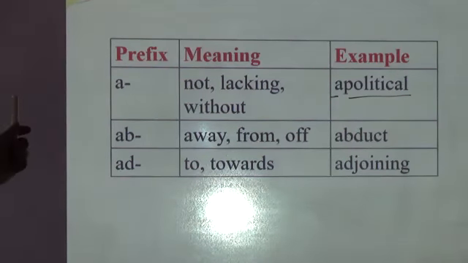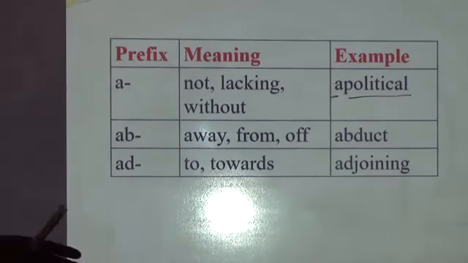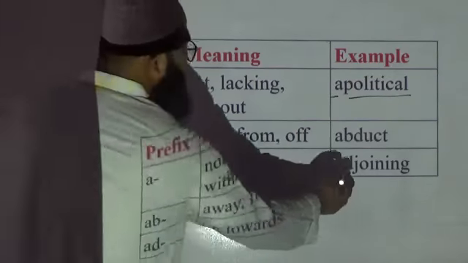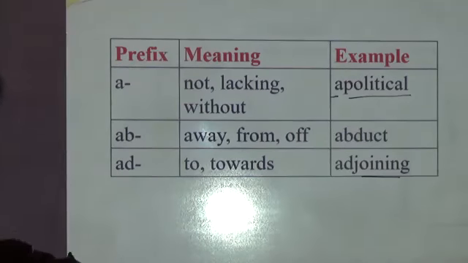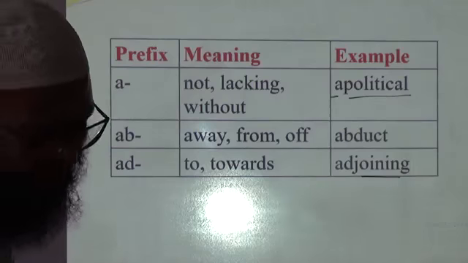Then we have ab. Ab means away from, off. Abduct. Abduct means snatching, kidnapping something. Then we have ad, meaning to, towards. The main word is join. Ad takes its place before join. It becomes adjoin, that means attachment.